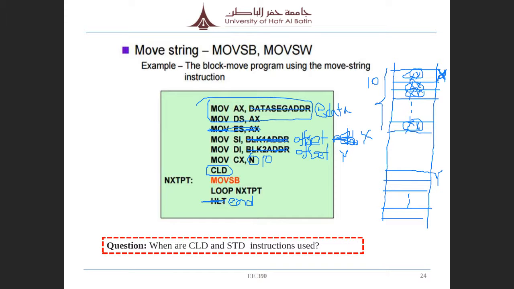During the copy into the new memory location, we also go from lower memory to higher memory location. So this one is first, then the next one, and so on. All right, so the function of CLD is to access the string data from lower memory location to higher memory location. Is that clear? This one is okay?